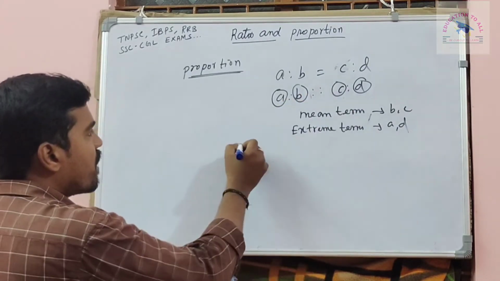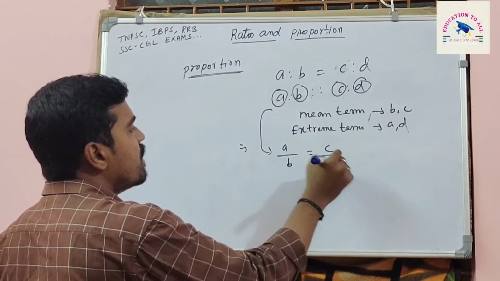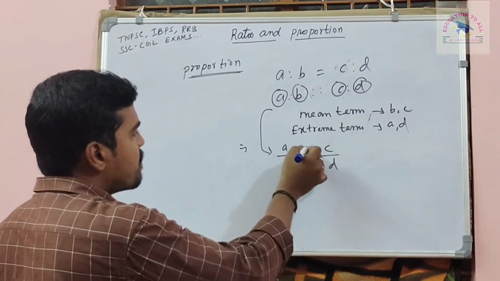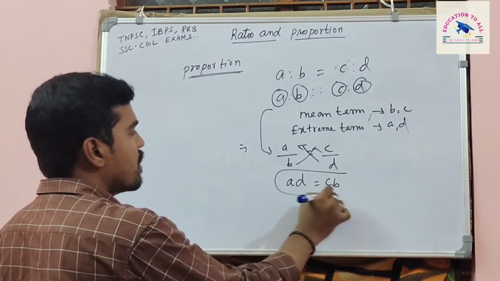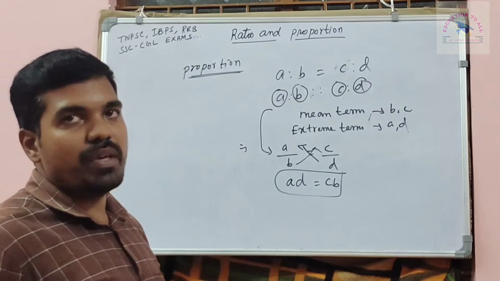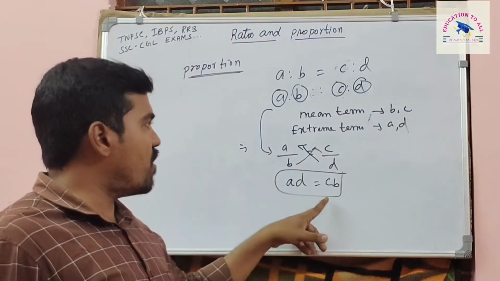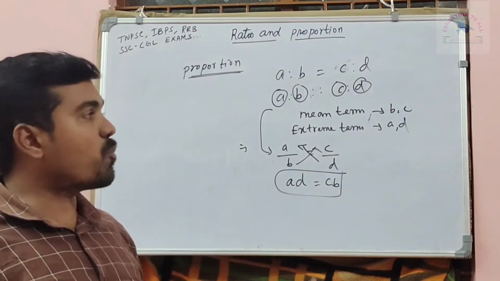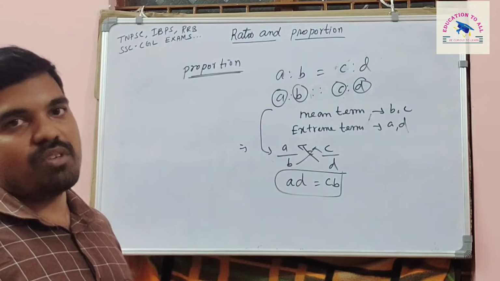Now how can we write this? A by B equals C by D. If you do cross multiplication, AD equals CB. What do we understand from this? The product of the mean terms is equal to the product of the extreme terms.